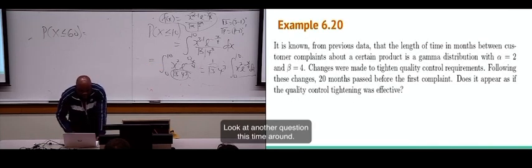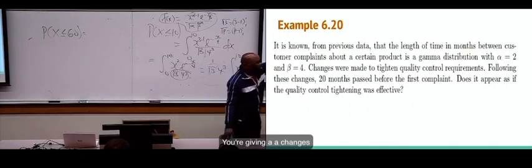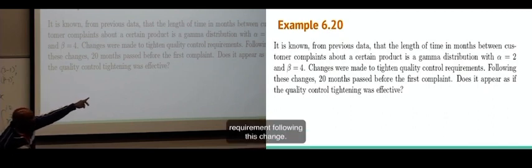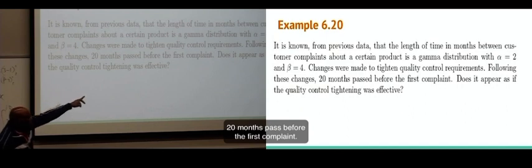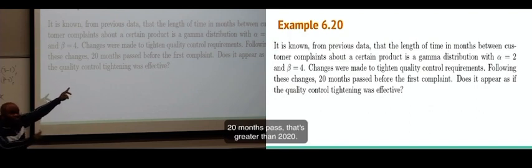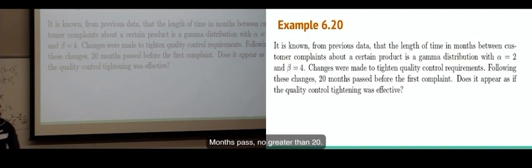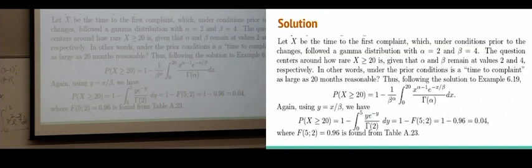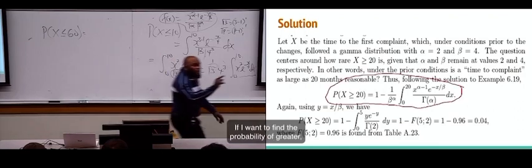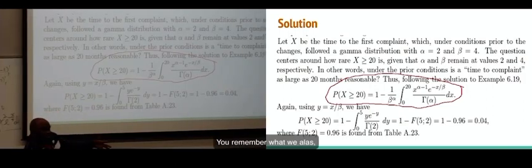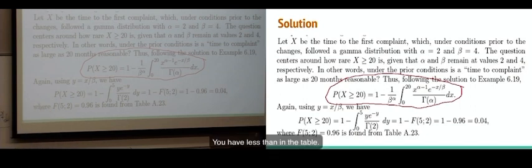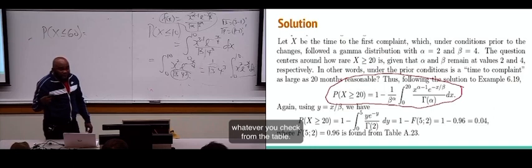Look at another question. This time around, you're given alpha, beta. Then changes were made to tighten the quality control requirement. Following these changes, 20 months passed before the first complaint. Does it appear as if the quality control tightening was effective? 20 months passed. That's greater than 20, which means I want to find the probability of S greater or equal to 20. If I want to find the probability of greater than, it's going to be 1 minus. You remember what we always do. In the table, you only have less than. If you want to do greater than, whatever you check from the table, you subtract from 1.